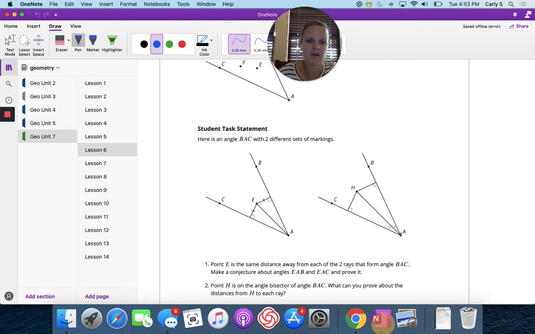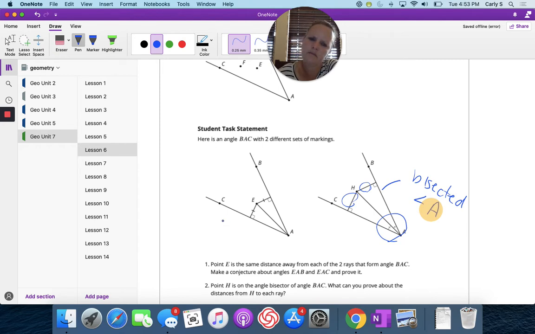So here I've drawn segment AH. I know that H to here is a right angle, H to there is a right angle. Cool. I don't know if they're equal or not. I've not put any tick marks here, right? But I do know that I bisected the angle. I bisected angle A.